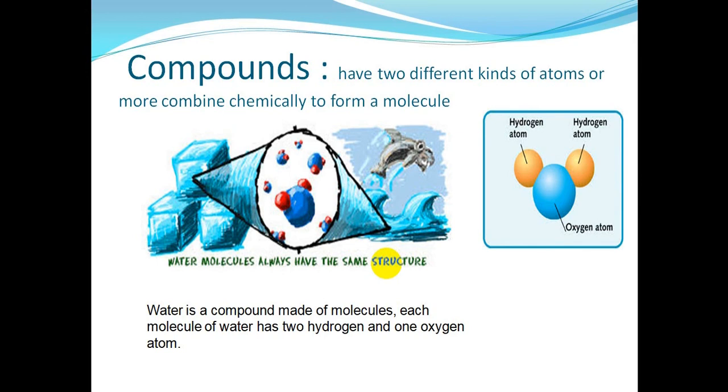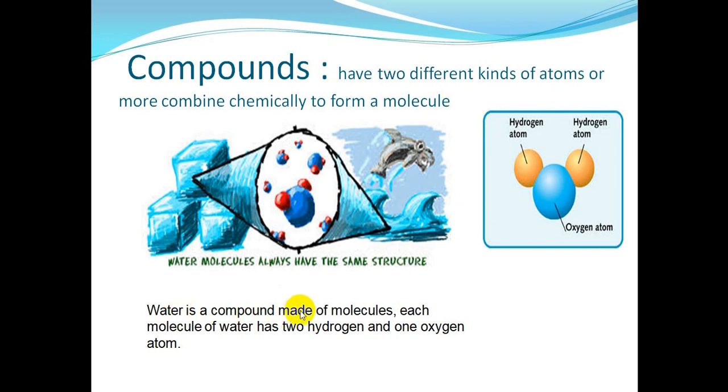So this molecule here, we have it for a compound. How did we know? Because it has two hydrogen atoms and one oxygen atom. The hydrogen and oxygen are different. So this molecule of water is made of different kinds of atoms, and that's why we call it a compound. Okay?